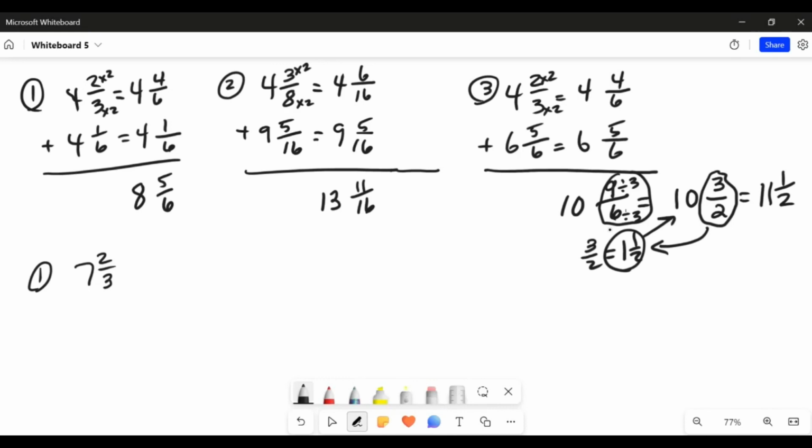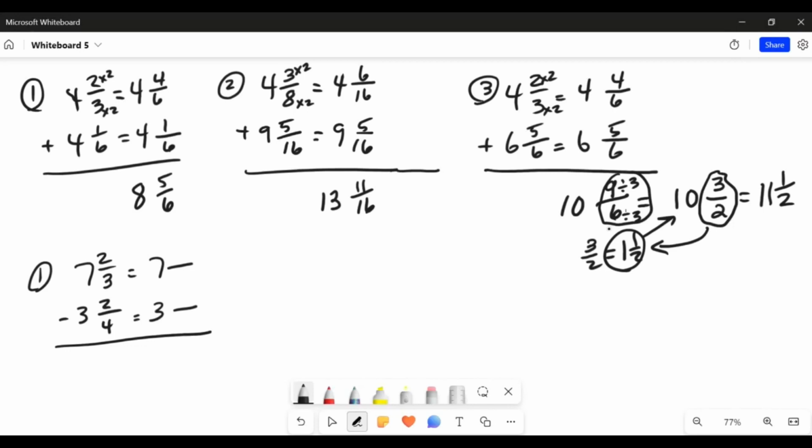Okay. So number 1 on the subtraction area, we got 7 2/3, and we're going to subtract 3 2/4. 7 2/3 minus 3 2/4. Okay. We need a common denominator. What is our common denominator for 3 and 4? What's the smallest number that 3 and 4 will go into?